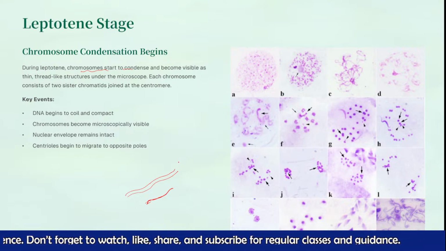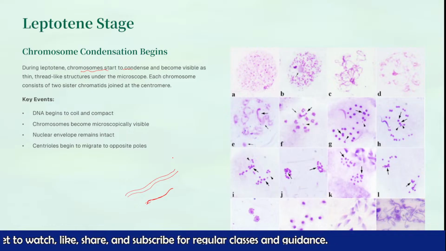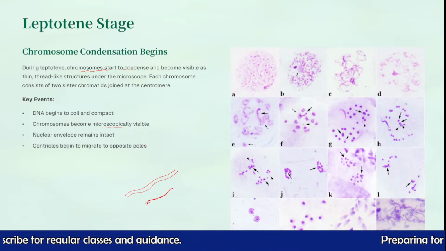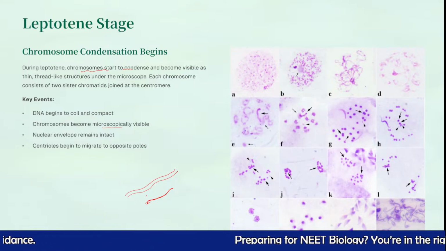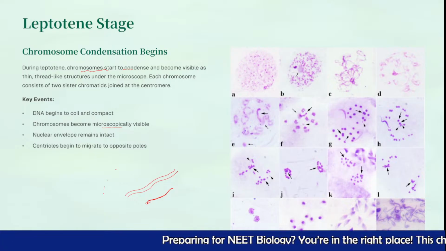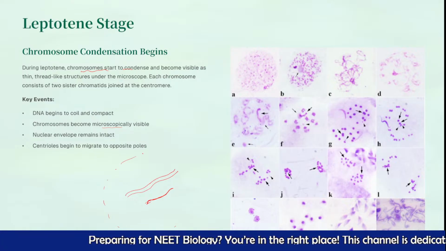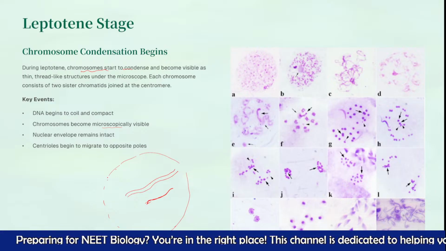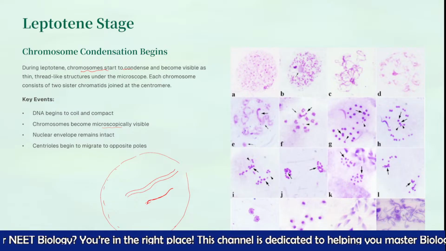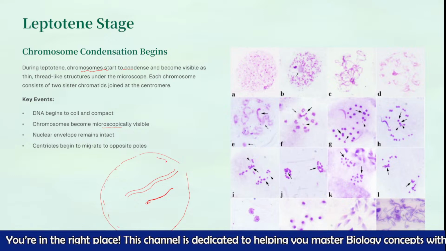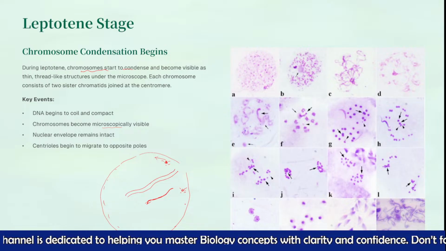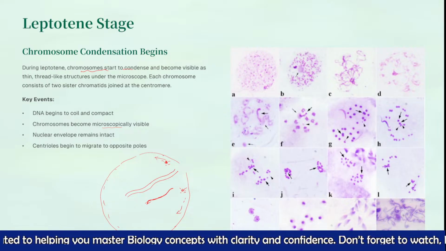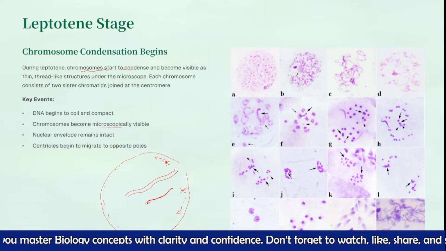Okay, so DNA begins to coil, compact packaging of the DNA takes place, and chromosomes slowly become visible under the microscope. In the chromatin stage it is not that visible, but then the chromosomes slowly become visible, and they are surrounded by the nuclear envelope. The nuclear envelope stays as such, there is no disintegration, and the centrioles started moving towards the poles. Okay, those are the key events in the leptotene stage.